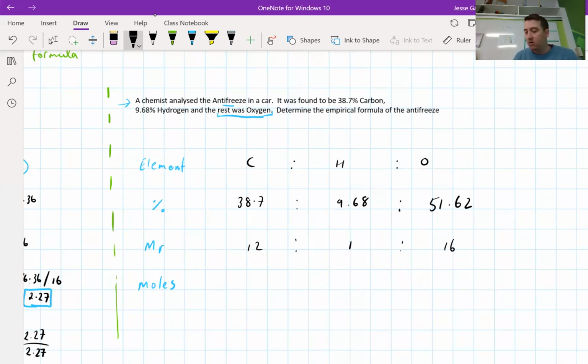And then to work out moles, for carbon you should have got 3.225 moles. You should have got 9.68 for the hydrogen. And then for the oxygen, you should have got 3.226, so very similar to the first one.